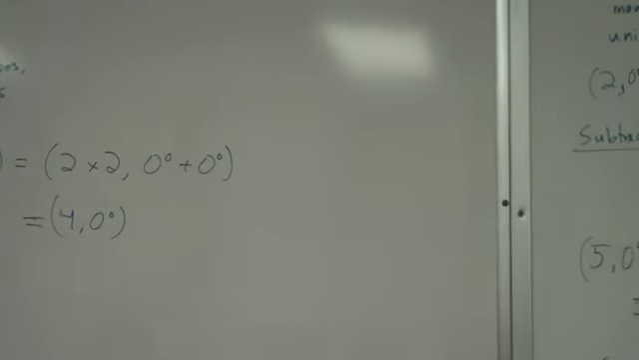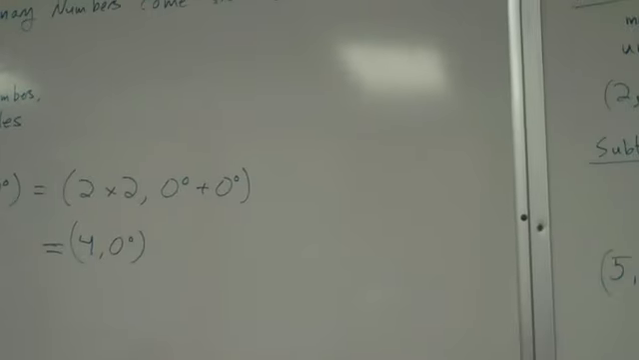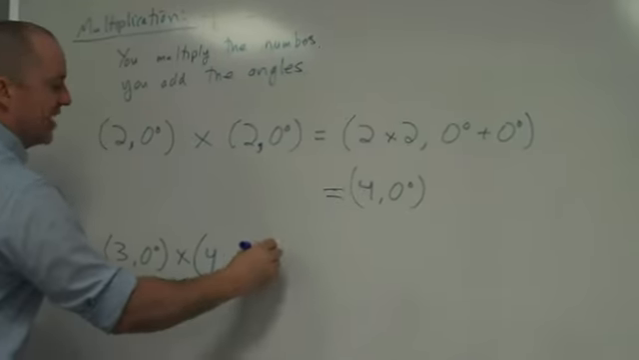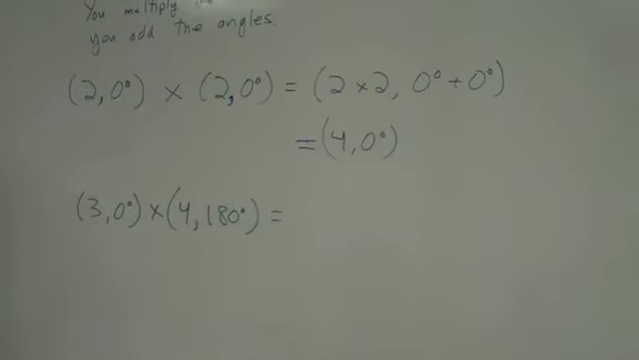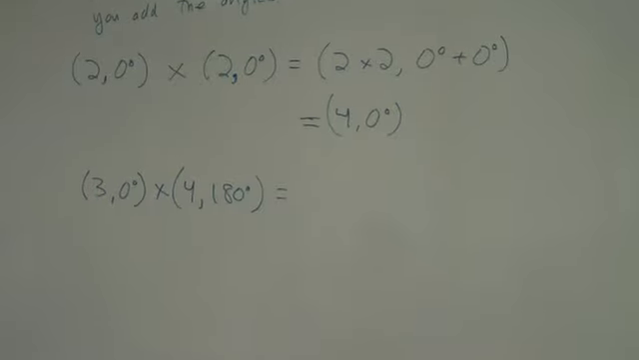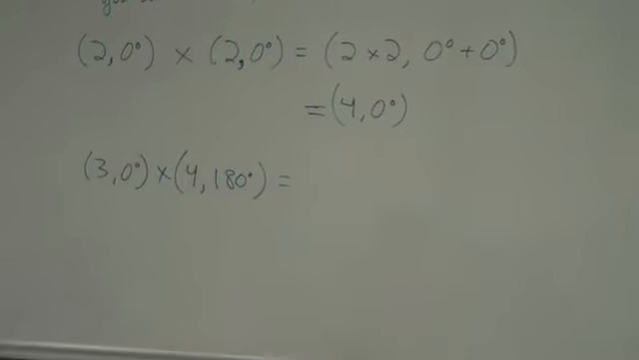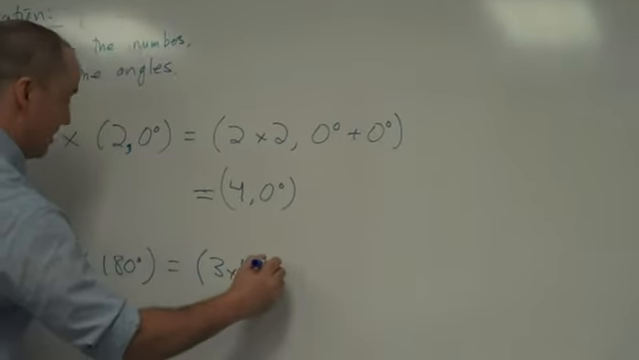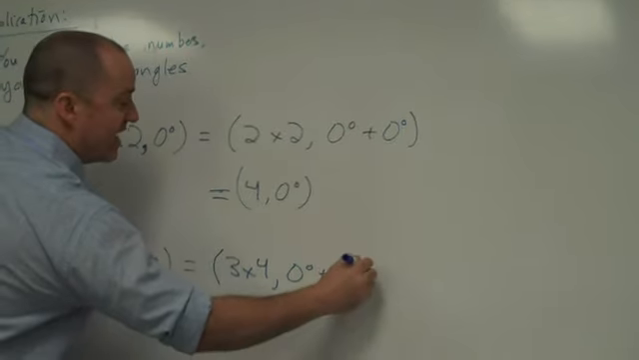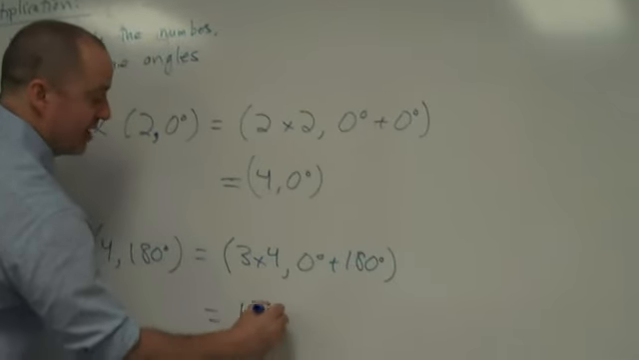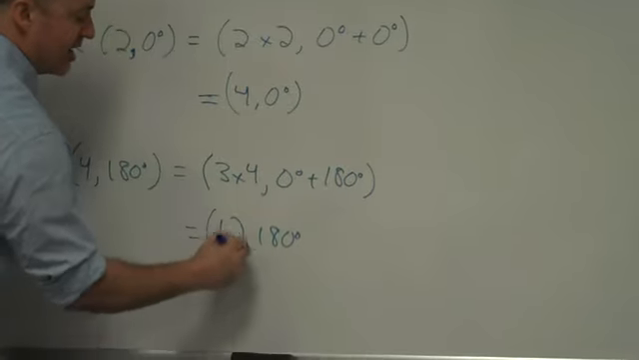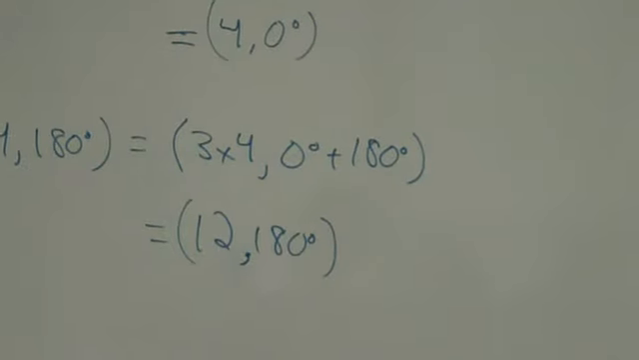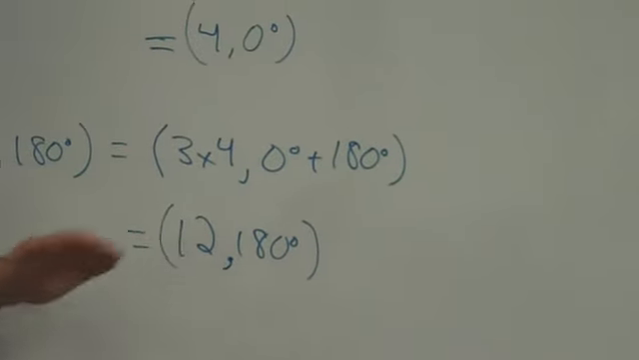All right, let's see what happens with negative numbers. What is 3, 0 degrees times 4, 180 degrees? What's that going to get me? 12, 180. What's good? So it's going to be 3 times 4 for the numbers, 0 plus 180 for the angles, which is 12, 180 degrees. Brian, translate this into the math we all are more familiar with. The 12, 180? Yeah, well, the whole thing. 3, 0 times 4, 180 equals 12, 180.